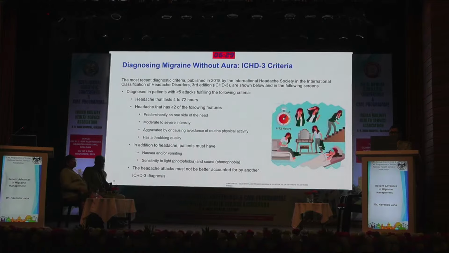Diagnosing migraine without aura: it is basically diagnosed in patients with 5 attacks fulfilling the following criteria. The headache should last for at least 4 hours, with a maximum of 72 hours, and has to have at least 2 of the following: predominantly on one side, moderate to severe intensity, aggravated by or causing avoidance of routine physical activity, and a throbbing quality. In addition, it may be associated with nausea, vomiting, and sensitivity to light (photophobia) and sound.